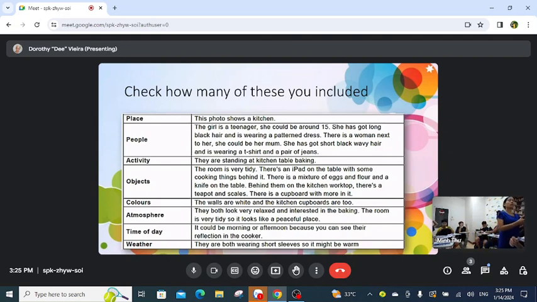People, the girl is a teenager. She could be around 15. She's got long black hair and is wearing a patterned dress. What is patterned in Vietnamese? What does it mean? Translate, Nick, patterned. Pattern là gì? Hoa văn.